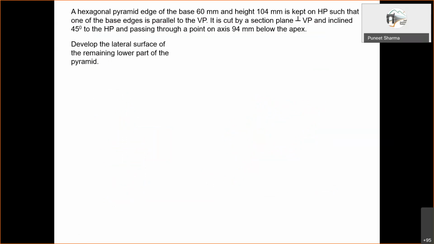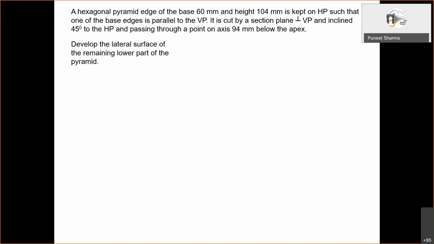Yeah, so now again one more problem. For this also I don't have the stepwise solution, only the complete solution is there. We can just go through the problem once. A hexagonal pyramid, edge of the base 60 mm. So the base edge is known, so we can draw the hexagon in the top view. Then the height is 104 mm. So the height is known, so we will be able to draw the front view.